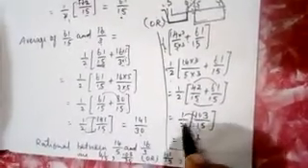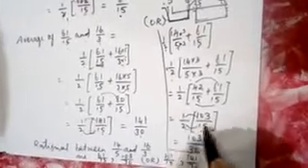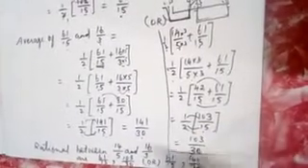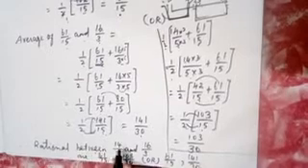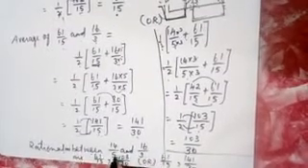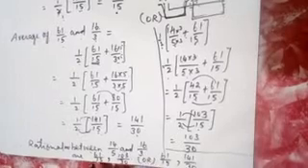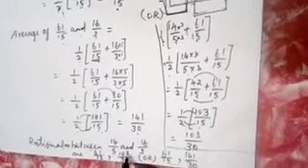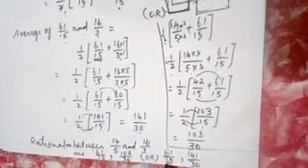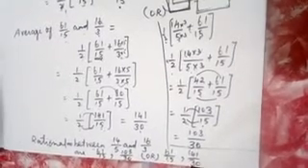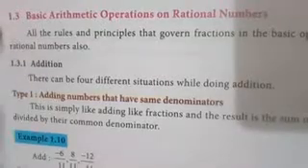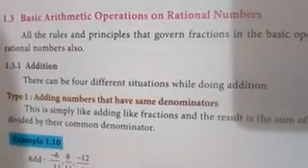Now you have to multiply these two: 103 by 30. So the rational numbers between 14 by 5 and 16 by 3 are 61 by 15, 103 by 30, or 141 by 30. Now basic arithmetic operations on rational numbers.